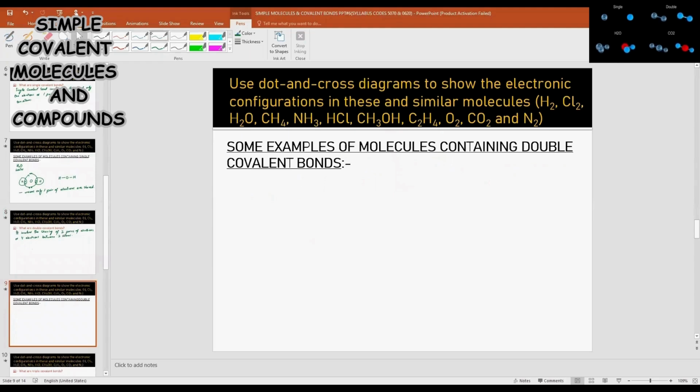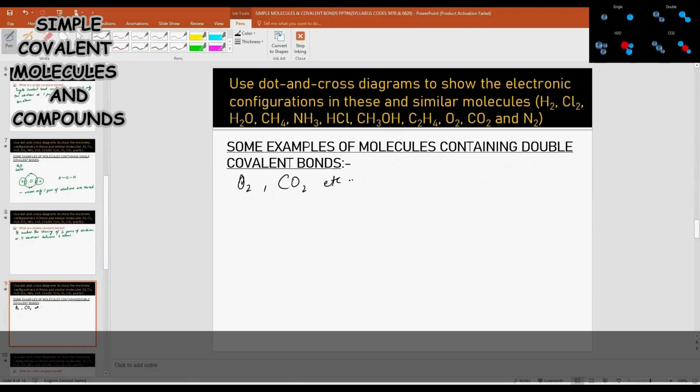Some examples of compounds containing double covalent bonds: we have O2, CO2, etc. I'm showing you the dot and cross diagram as well as the displayed formula so that you have a better idea about double covalent bonding in O2 and CO2. For O2, it will be like this.